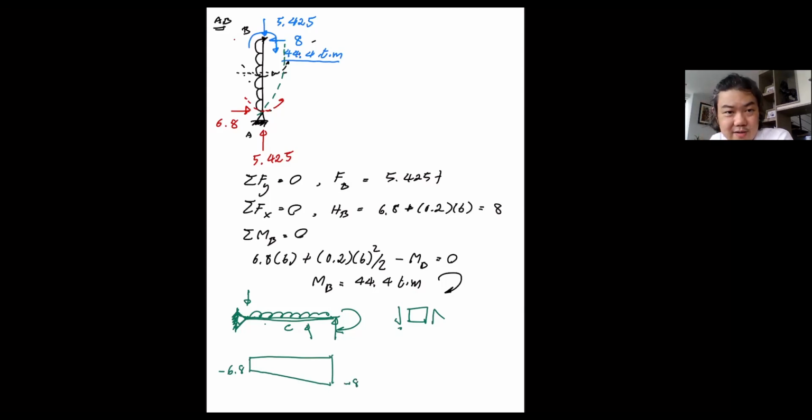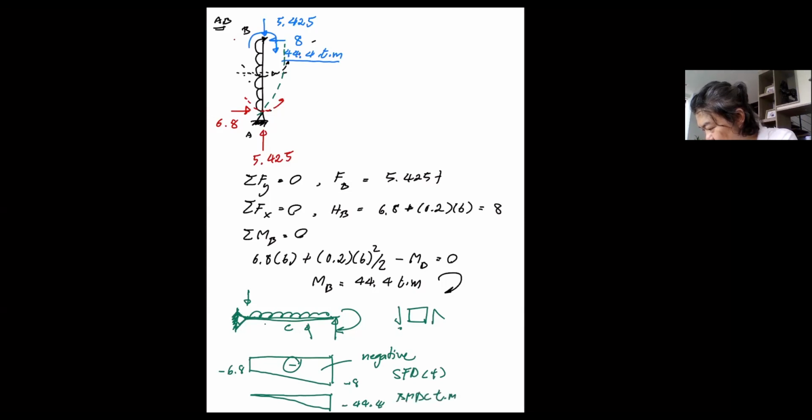That is your shear force diagram. And you have the negative area, right? So naturally, this will bring your bending moment diagram from 0 down to the value of what you have there, minus 44.4. This is shear force diagram in tons. And this is bending moment diagram in ton meter.